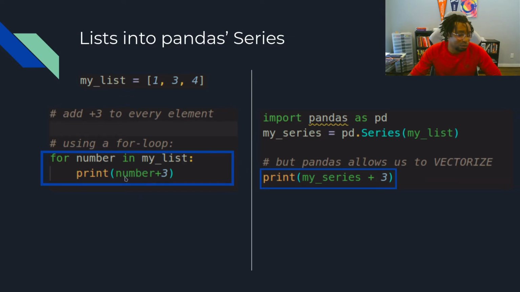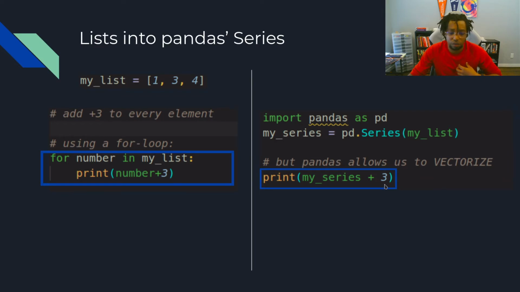Number represents exactly one item in this list. And if I wanted to do an operation on my list, I would need to loop over each item in the list, performing that operation. What vectorization has done for us, though, is enabled us to simply say, well, I want to take all the values in that series and add 3 to them.